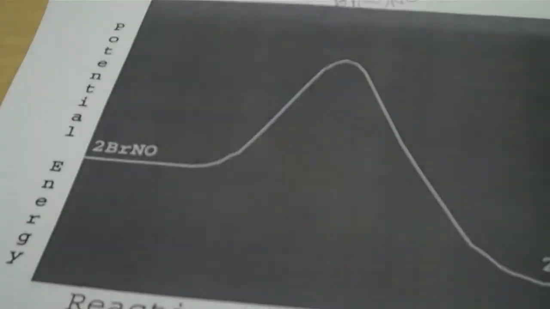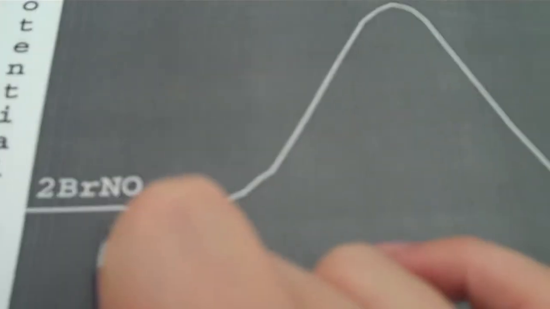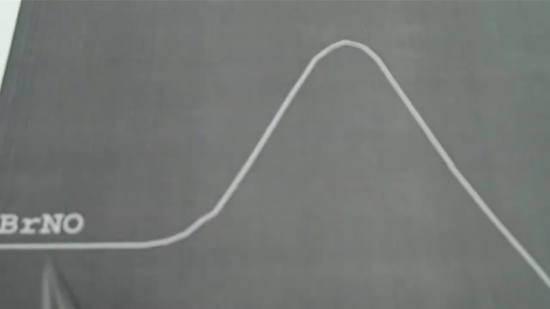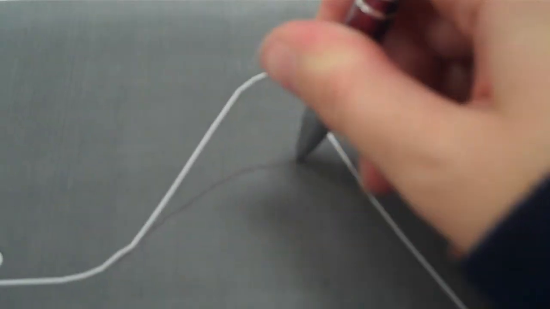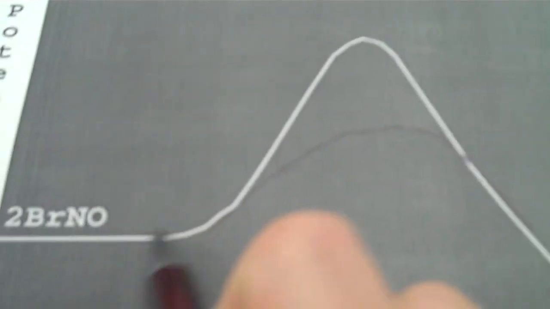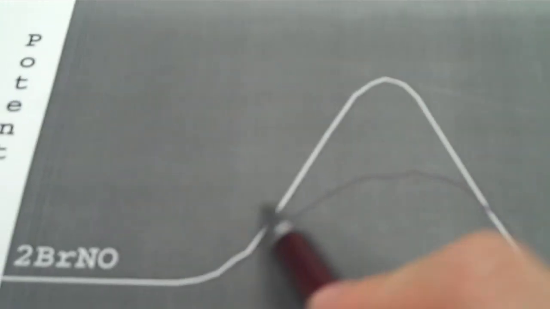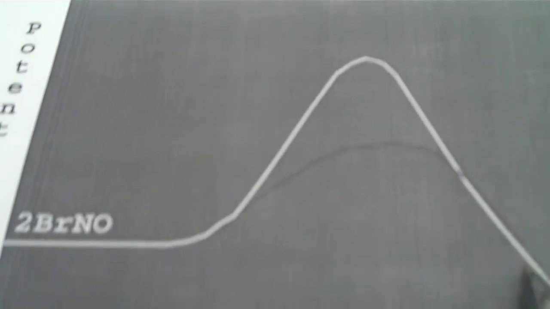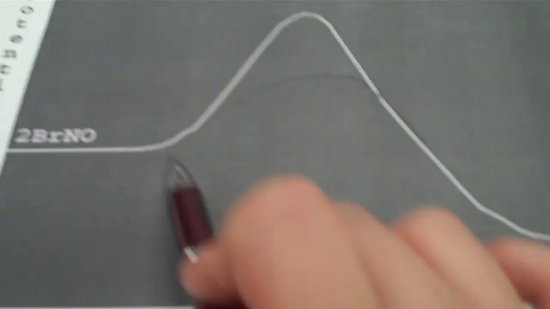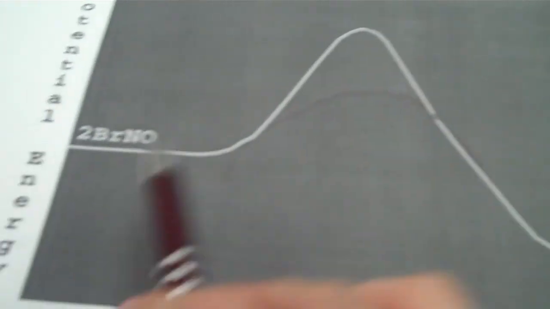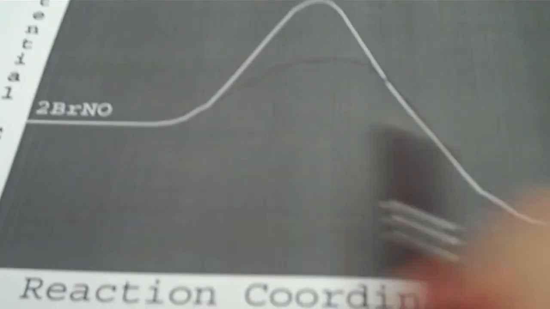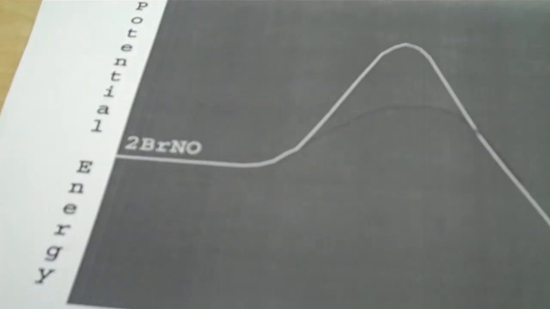So let's look here and see how that would affect it. So you're going to still start with this and this. And you want to start here and end here. But instead of climbing this great big hill, you're going to have to climb a smaller hill. So here's our smaller hill. And it's like a shortcut. You don't want to climb this great big huge thing. So you're going to climb a smaller hill to get to your products. So this is what a catalyst does. A catalyst just changes this. It does not change the difference between the reactants and the products. Just how big your hill is.